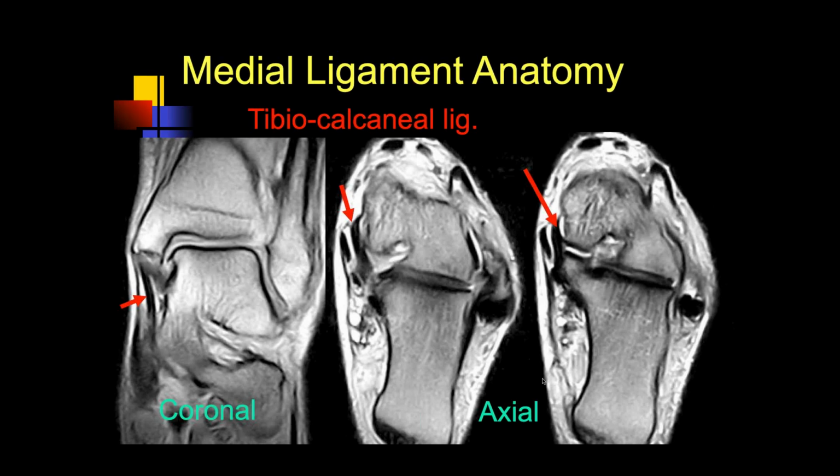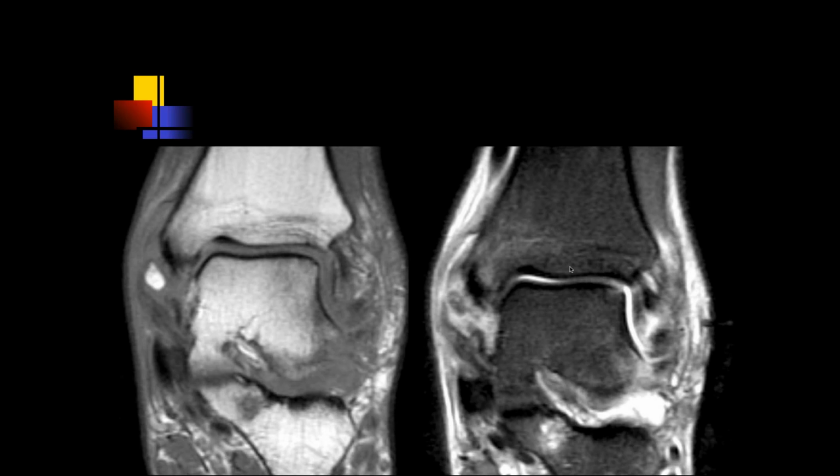Okay, and then if we look at the medial ligament anatomy, here's the medial tibiocalcaneal ligament coming down through here on the coronal plane. There we can see it in the axial plane, and you have to follow it on several different images because it is oblique, going from the tibia all the way down to its attachment on the calcaneus. Okay.